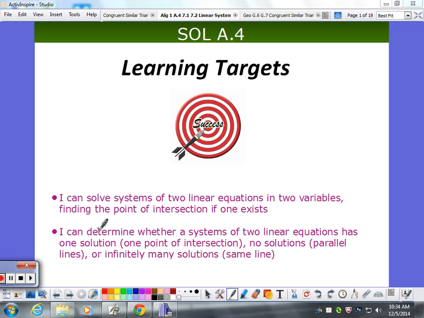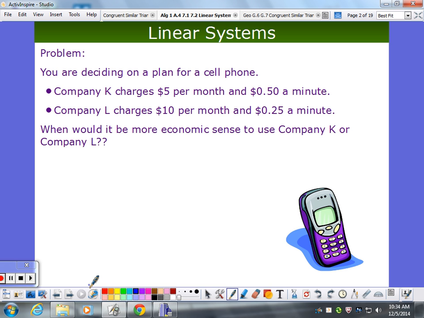We have our new unit. This unit is on linear systems, and we're going to learn what that means. And I think the best way to learn what something means is to look at an example of it. So this part's not in your notes, so we're just going to talk about this a little bit. How many people in here actually have a cell phone?